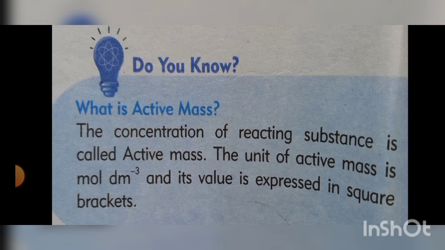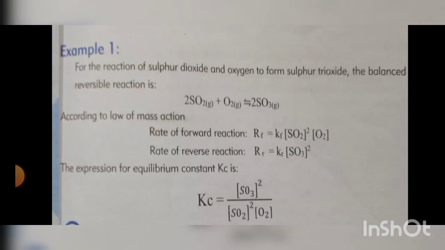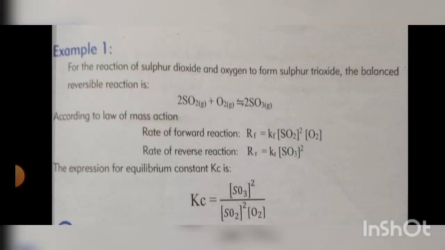As I have told you, in square brackets we mention each term, that is the concentration, and the unit of concentration is mole per decimeter cube. Now let's move towards example 1. I have told you how to write the forward reaction, how to write the reverse reaction, and the derivation of the equilibrium constant. Our example reaction is sulfur dioxide and oxygen reacting to form sulfur trioxide. Now what do you have to write?